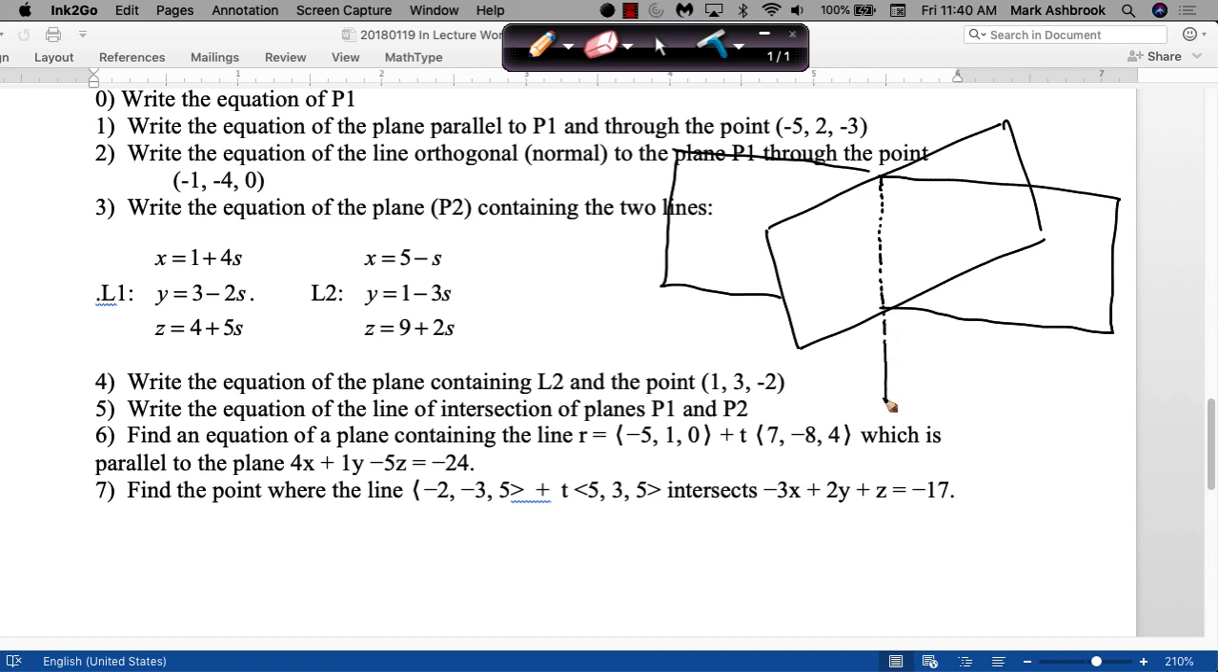So what do I need to write the equation of a line? So this is to write the equation of a line, right? And that's the intersection of those two planes. So what do I need to write the equation? Just in general, what do I need? Point and direction vector, right?